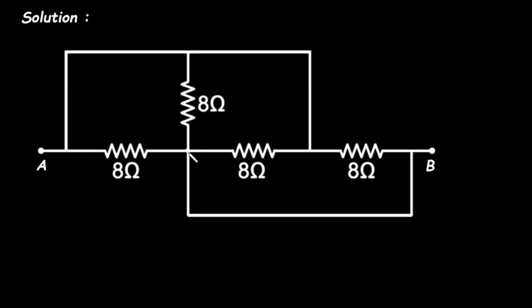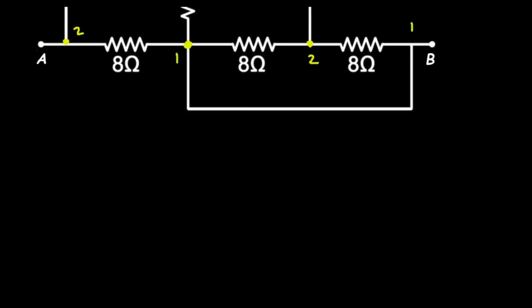Now here we can see this is a node. So let's say this is node 1 and here is also another node. Let's say this is node number 2. Now this node and this node is same. Also this node is same, that is this is also 2 and this is also 2, and here this is 1 and this is also 1. So now if we redraw this circuit, it will be like this.